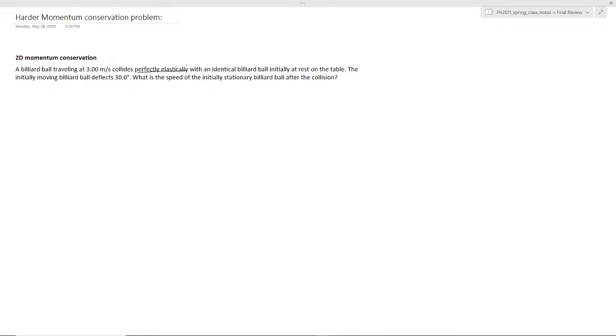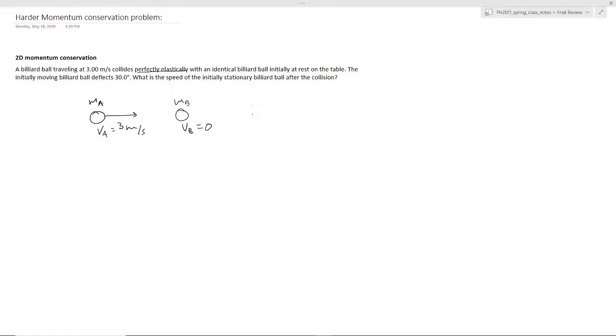Let's give ourselves a little bit of a cartoon to try and start figuring out what's going on here. So we have a billiard ball traveling at 3 meters per second. Let's call that VA, and let's call this MA. Although it says that they're identical, so the masses are going to be the same, but let's just keep it in there for the time being. And then it's going to collide with an identical one, B, so its velocity would be 0 because it's stationary.